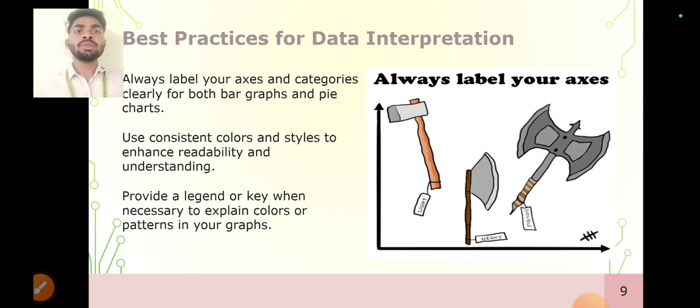Best practices of data interpretation. Always label your axes and categories clearly for both bar graphs and pie charts. Consider colors and themes to enhance readability and understanding. Provide a legend or key when necessary to explain colors and patterns in your graphs.